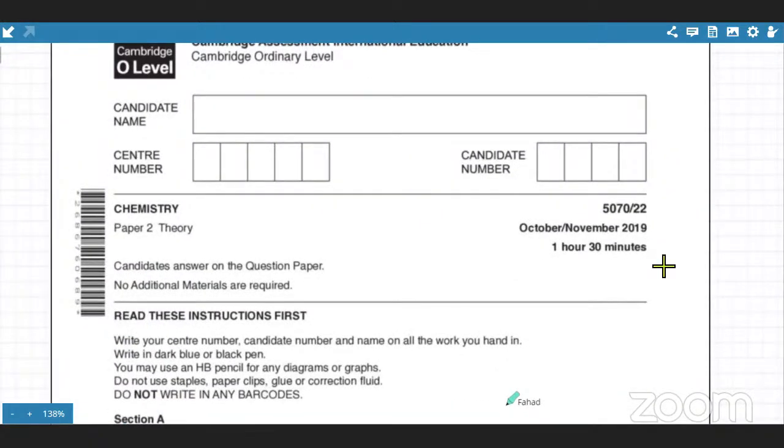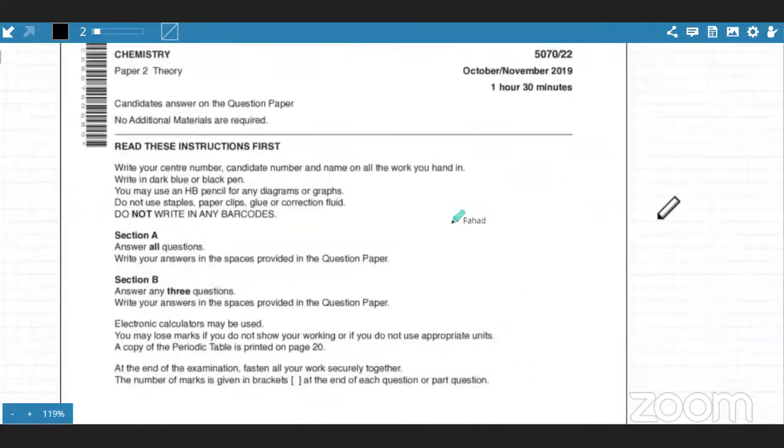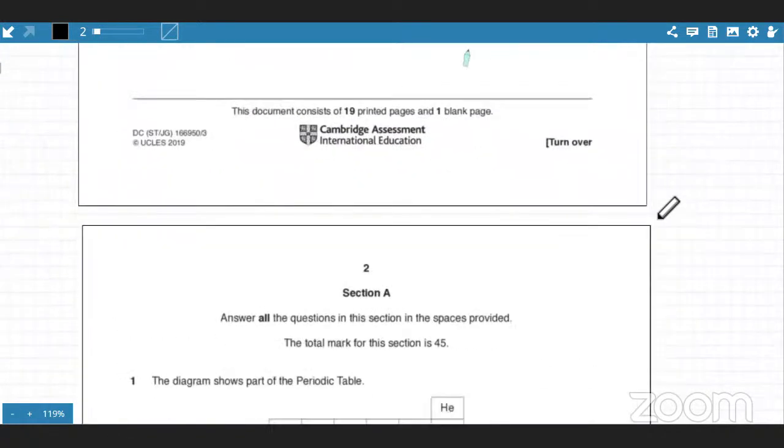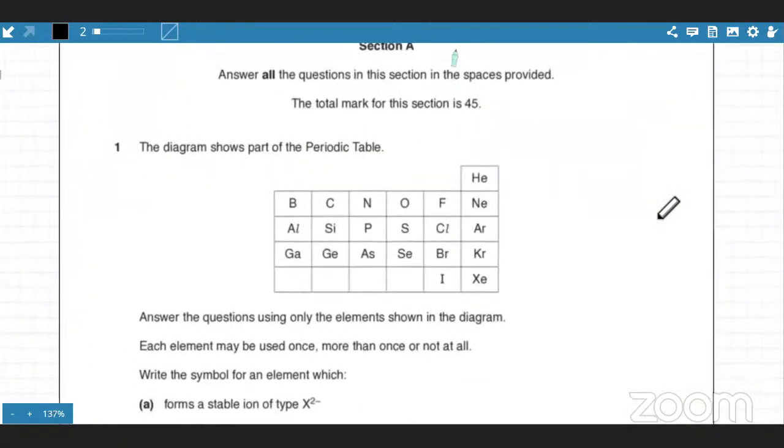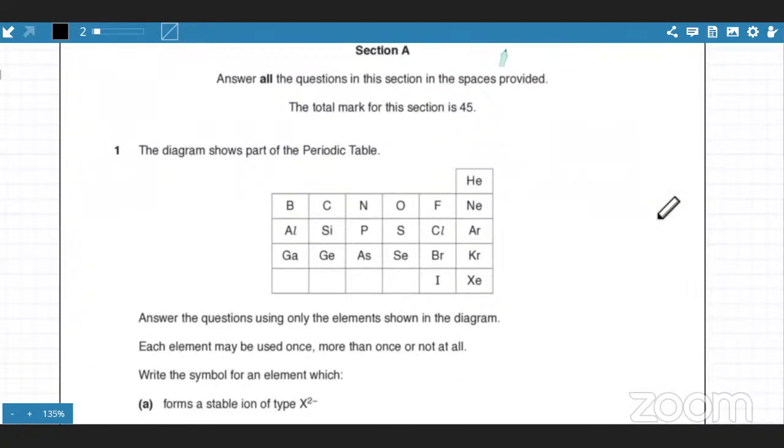It's an October-November 2019 paper, which is the latest one, 5070. The theory paper, the structured question paper, and this is O Levels Chemistry. That's the paper that's coming up. So starting with the first question. The first question is on your screen.